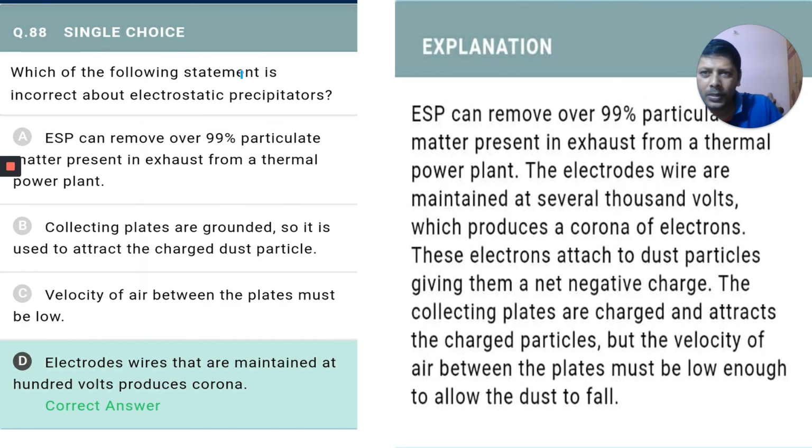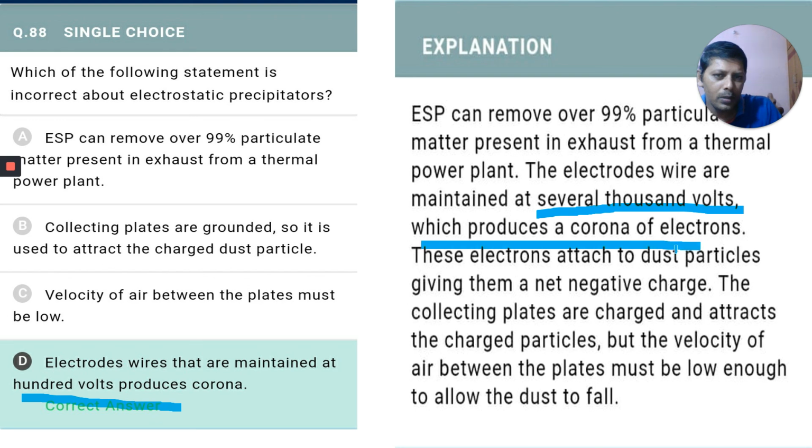Which of the following statements is incorrect about the electrostatic precipitator? This is the direct statement. Here they give 100 volts, but the correct one is that it maintains several thousands of volts, which produce a corona of electrons, not coronavirus.